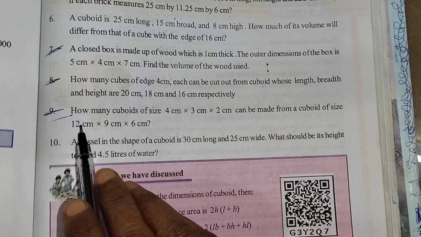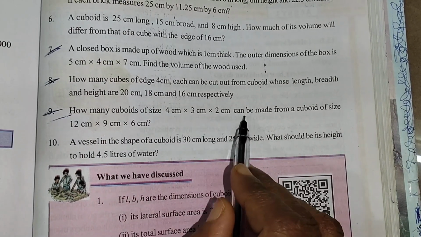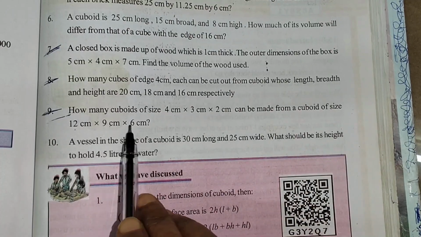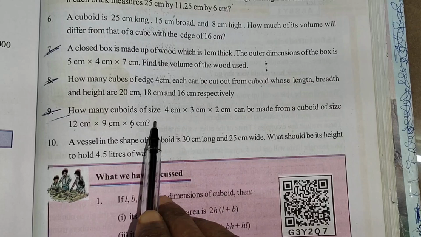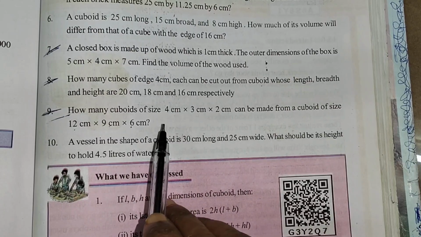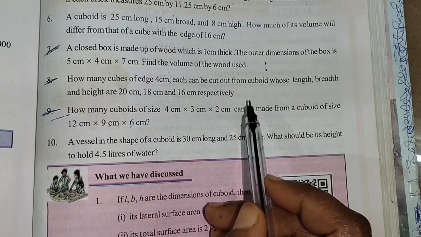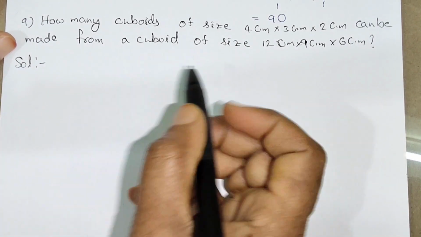Now next, the ninth one: how many cuboids of size 4 centimeters, 3 centimeters, 2 centimeters can be made from a cuboid of size 12 centimeters, 9 centimeters, 6 centimeters? So here we find the number of cuboids. We divide these two volumes, and the answer comes. First we find the bigger cuboid's volume.